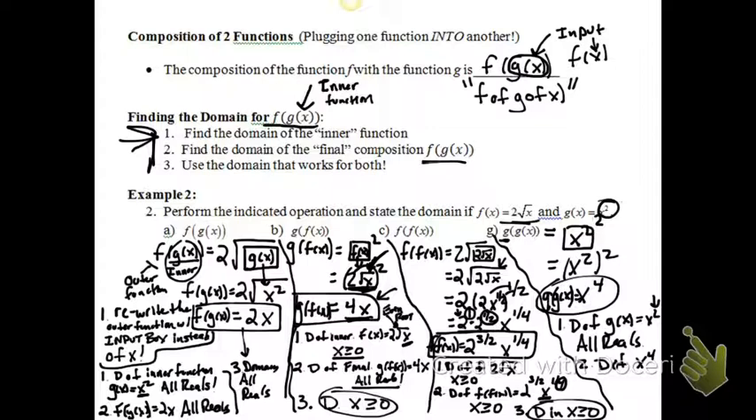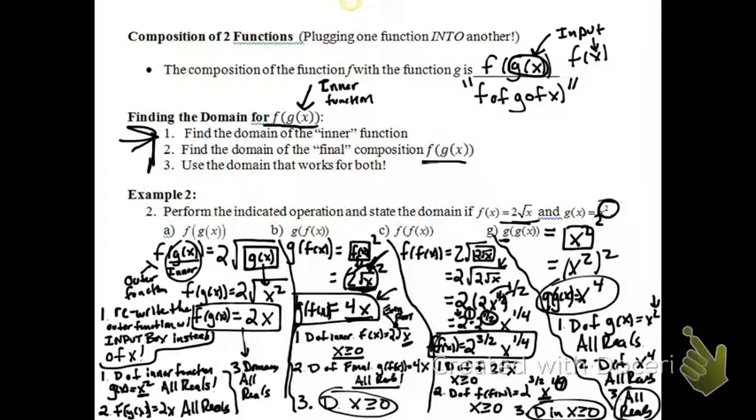We're just raising something to the 4th. We can do that with any number. Give me a positive or a negative or anything you'd like, and I can raise it to the 4th power. So that's all reals. And what works for both? Well, obviously all reals would then be your domain for this guy.